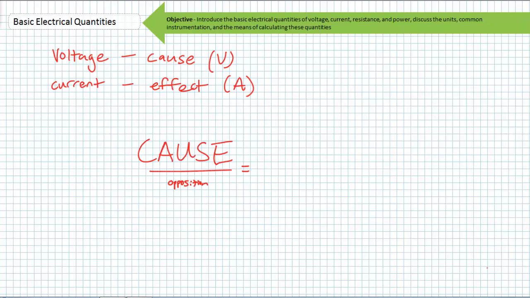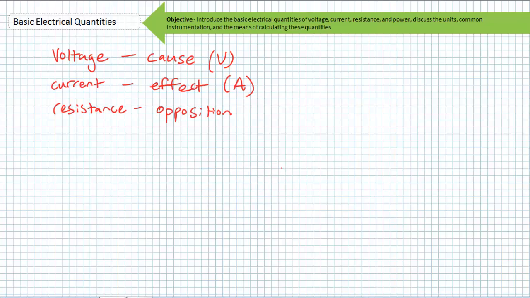If voltage is the cause of current, then current is the effect of voltage. If there is a large cause and little opposition, there will obviously be a large effect. If you reduce the cause and keep the opposition the same, you should obviously observe less effect. The quantity that limits, controls, or opposes current is our third basic electrical quantity, known as resistance. The unit of resistance is called the ohm, symbolized by this horseshoe-looking thing called the ohm.